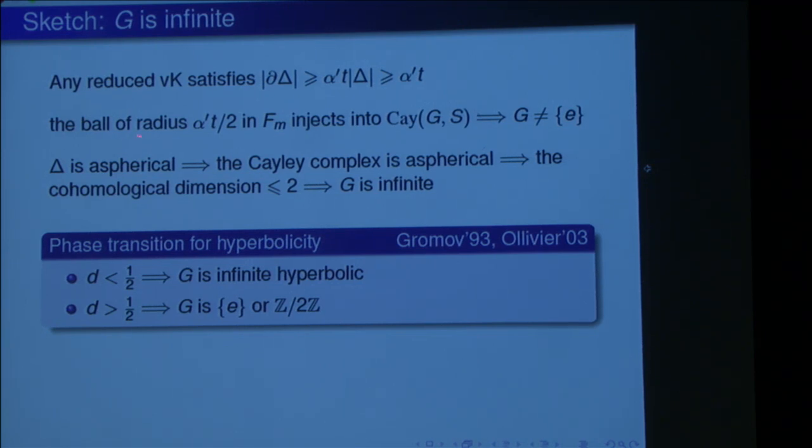So then take the ball of this radius in the free group, and this result says just that this ball injects in the Cayley graph. Okay? Is it clear why?